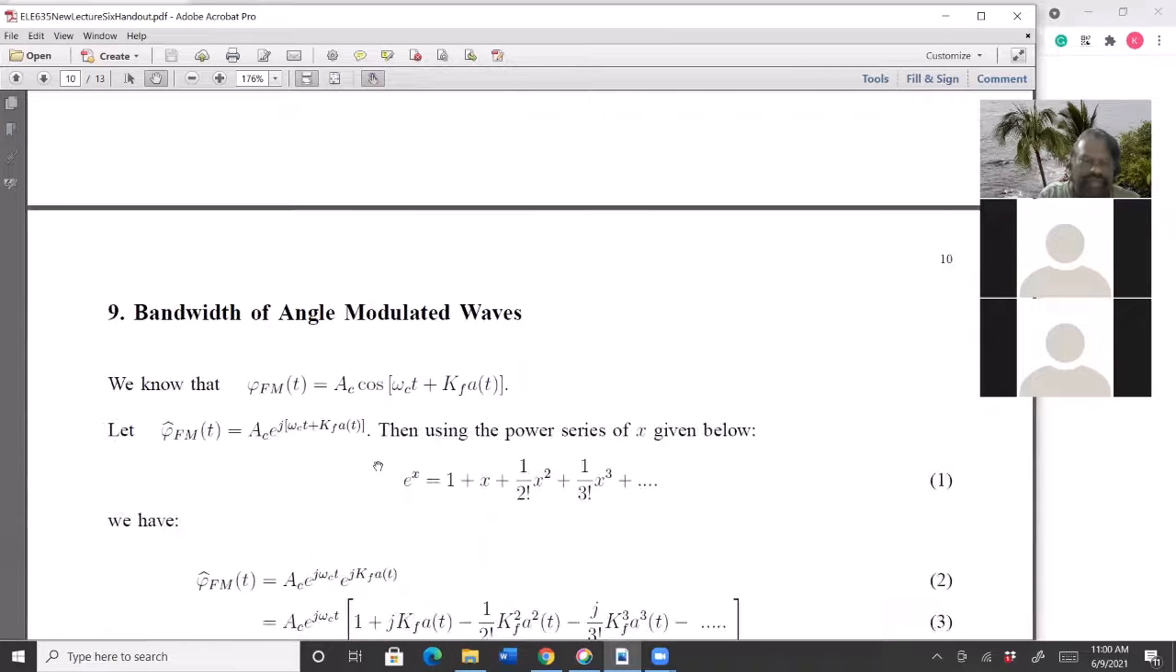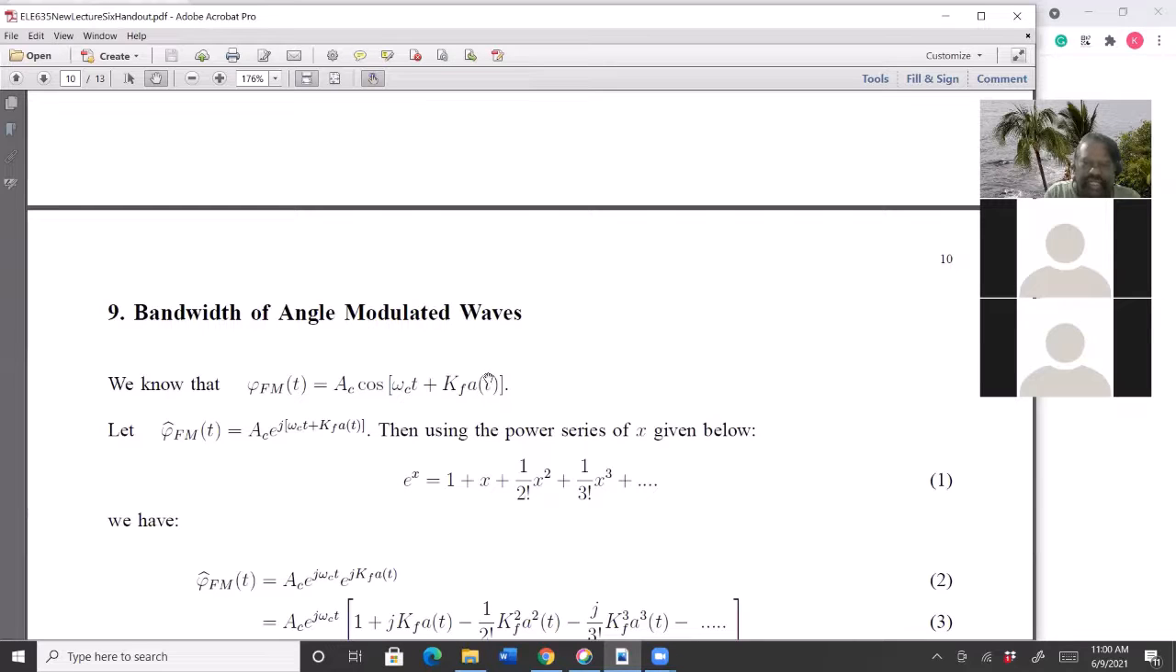In order to derive the bandwidth of the angle modulated waves, from this point onwards, most of the time we will deal with FM and ignore PM. The original part until section 8, you had to focus on phase modulation as well. From now onwards, we will focus on FM because concentrating on both would be too much, too many formulas, so we will focus on FM from section 9. So you know the FM modulated wave is given by A sub C cosine of omega C t plus K F a(t).